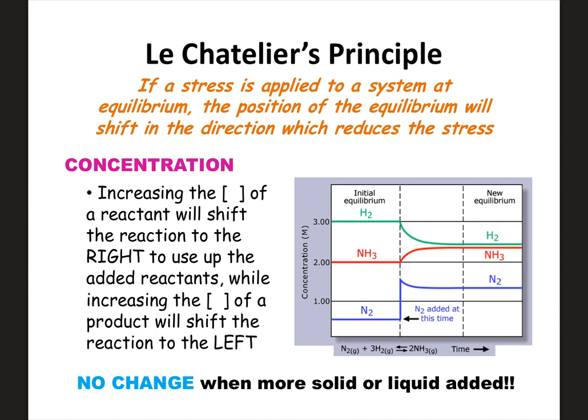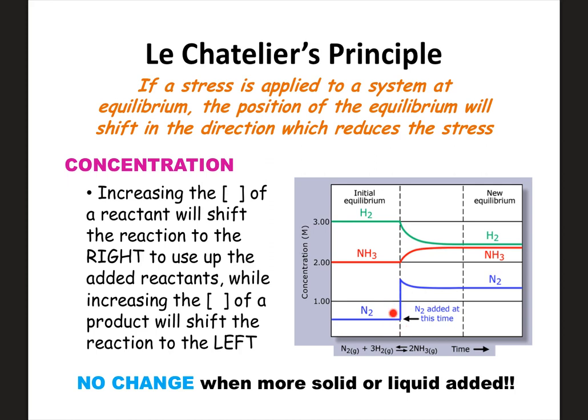But then at this point, we're adding more N2. And you can see that because the concentration of the N2 rapidly increases here. So we've added N2. According to what we just said, if you have more of a reactant, the equilibrium is going to shift to use up that reactant. So it's going to shift to the right and form more products here.